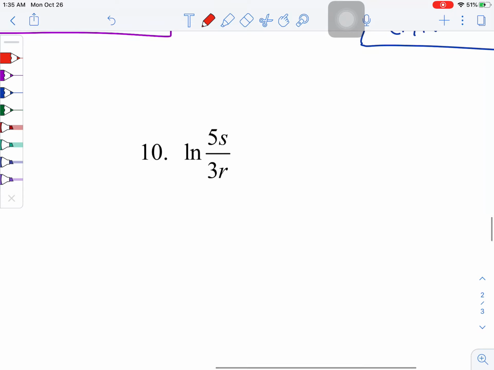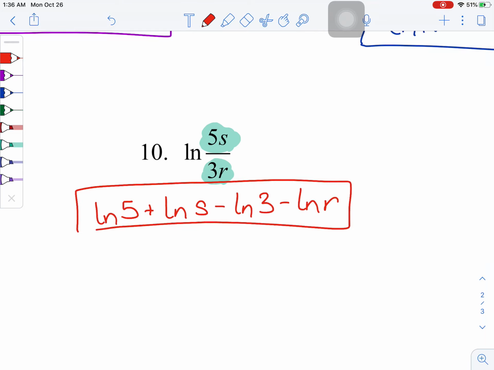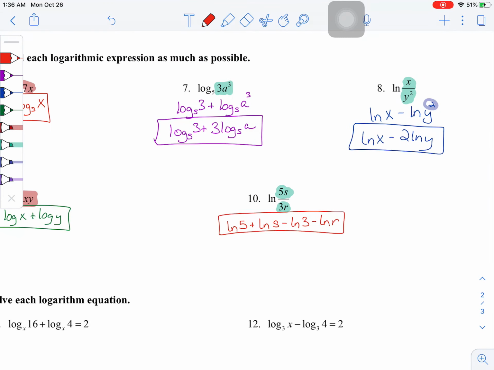And then problem number 10. All right, we got 4 different things going on, so I want to be very careful. So each of the two pieces in the numerator is going to need to be positive with their natural log, and then each of the two pieces in the denominator needs to be negative because, well, they're in the denominator. So we're going to have the natural log of 5 plus the natural log of s minus the natural log of 3 minus the natural log of r. So that is the expanded form for problem number 10.